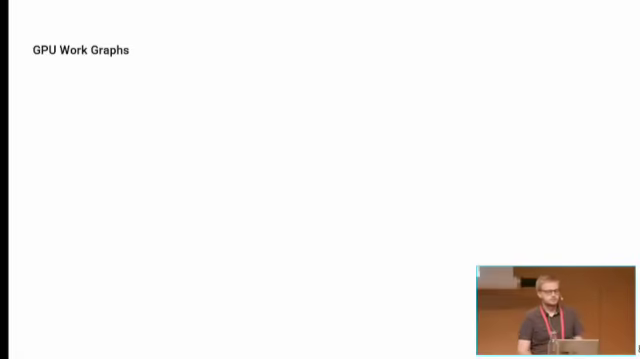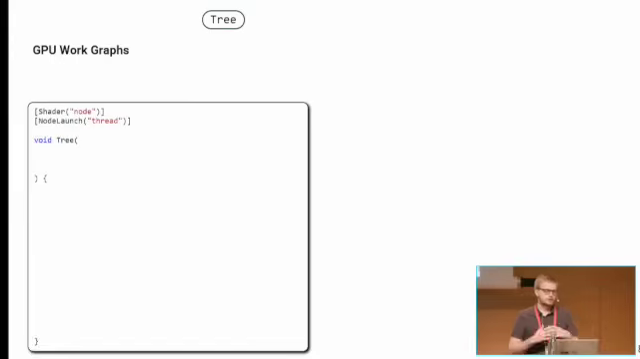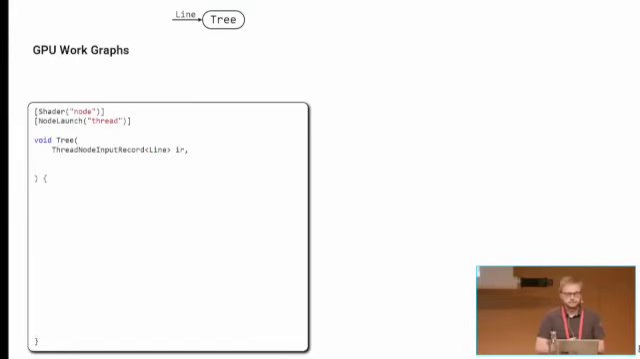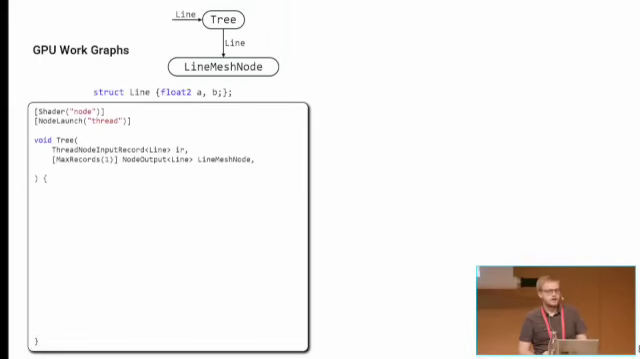Okay, let's do a quick recap on GPU work graphs, and we want to render a tree. So we have a node of a work graph, it's called tree, and a node of a work graph is just a compute shader. This compute shader receives as input a line, and this line is just a struct with 2 points. The tree node also has an output to another node, a mesh node, the line mesh node, which is for drawing that line.